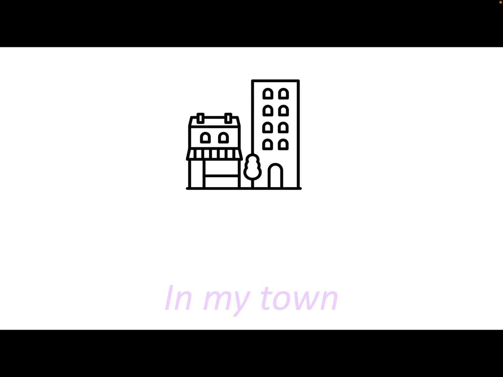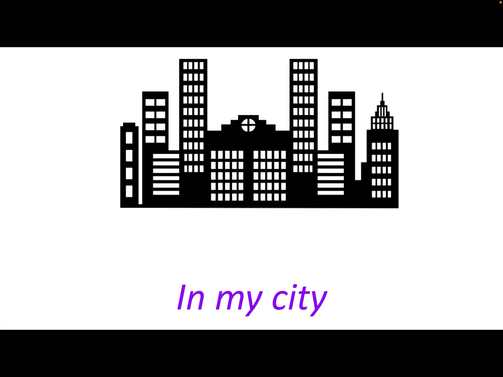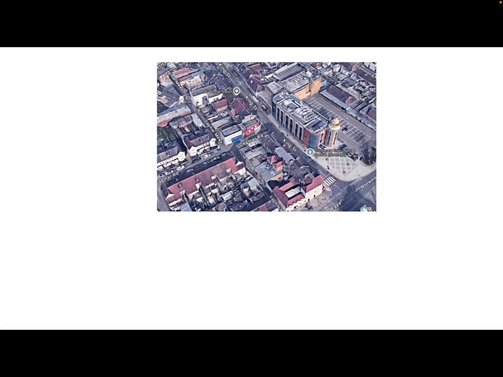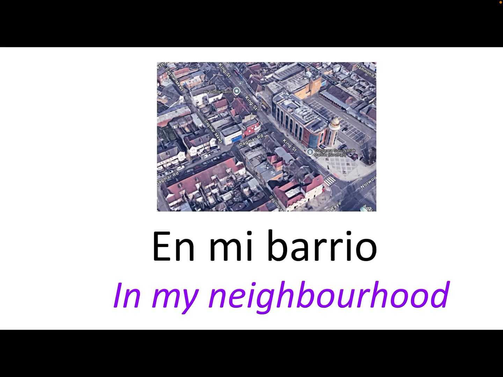So can you remember how to say in my town? Well done. En mi pueblo. In my city? Fantástico. En mi ciudad. And don't forget that ci makes a th sound. Ciudad. And the new one, and actually there's a little picture there of our neighbourhood, King Street. In my neighbourhood. En mi barrio.